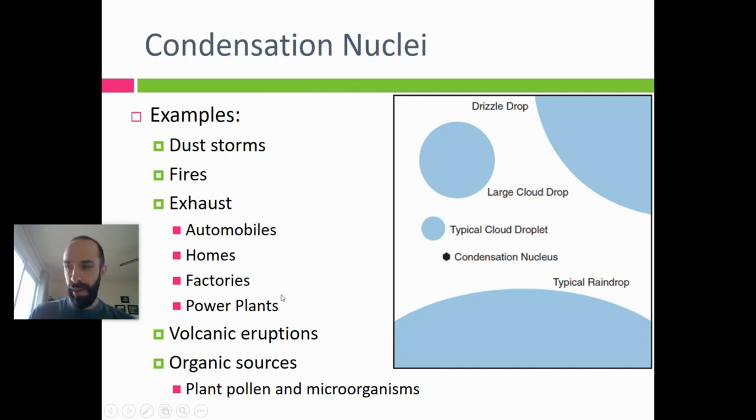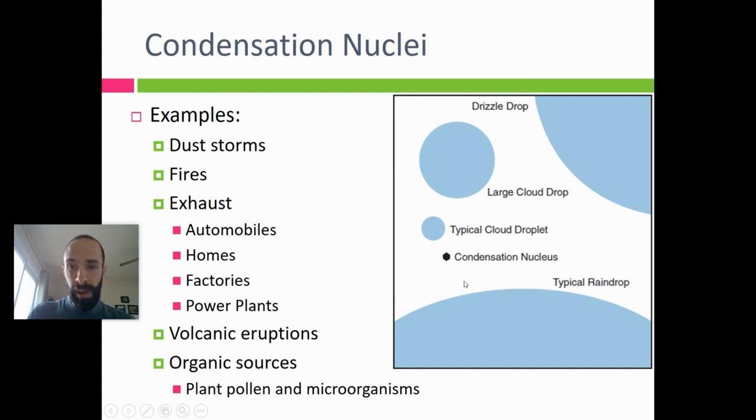All right, now, just a little heads up about condensation nuclei. You got a little idea about that in the previous video. Condensation nuclei can come from a lot of different sources. Dust from the surface, fires like smoke, the exhaust from automobiles or planes or factories or whatever. Volcanic eruptions put a lot of ash into the atmosphere. And then there's plant pollen that can go up into the atmosphere as well. So there's all these different sources of condensation nuclei that are natural and man-made.